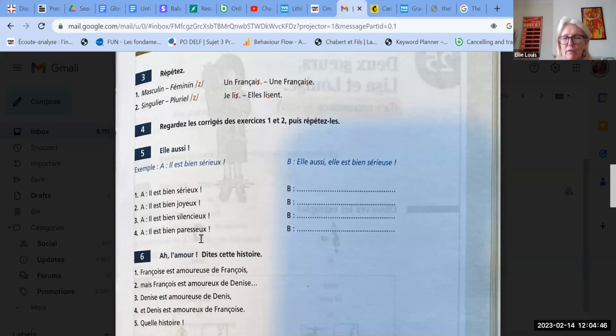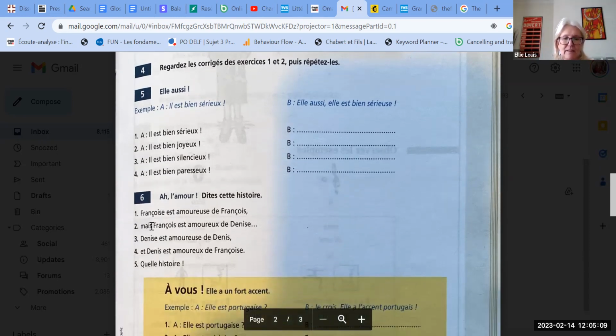Il est bien paresseux. Oui, elle aussi, elle est bien paresseuse. Paresseuse. Okay. Sérieux, serious, joyeux, joyful, happy. Silencieux, silent, paresseux, lazy. Let's have a go at saying these then.